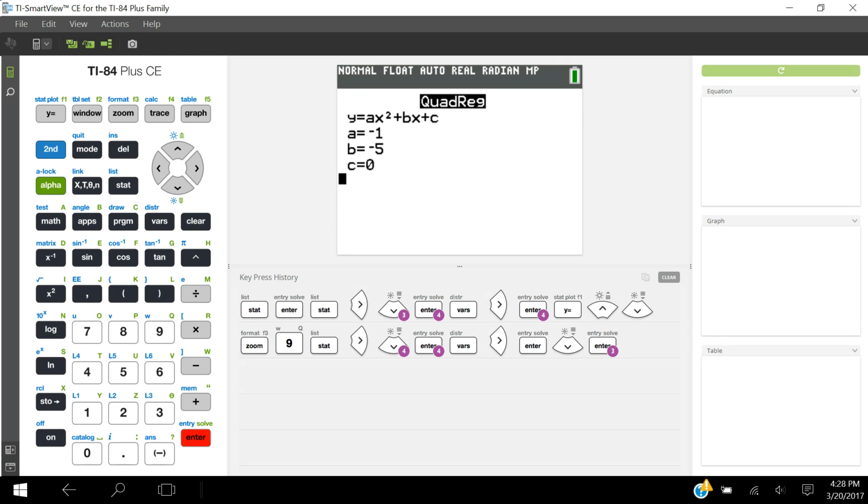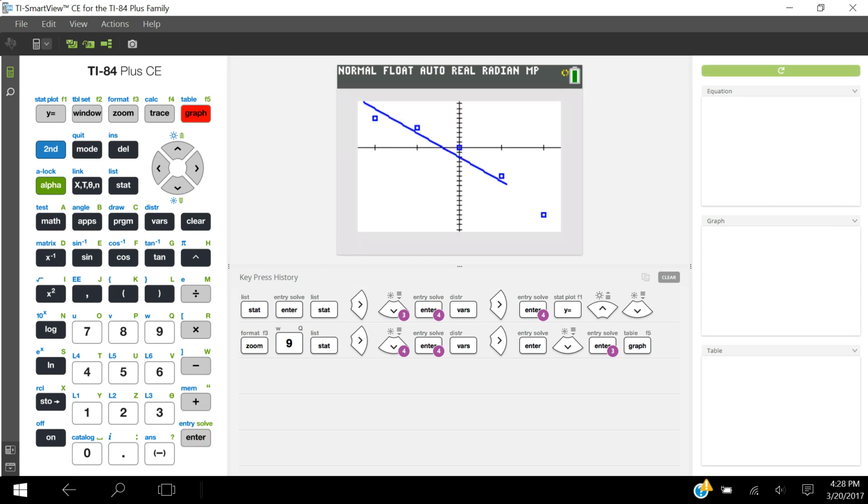So here's my equation that already also looks like a pretty good equation. -1x squared minus 5x, no 0. Okay, so now I'm going to hit graph. There's my points, there's my line, and there's my parabola. So actually, the parabola looks pretty good compared to the line.